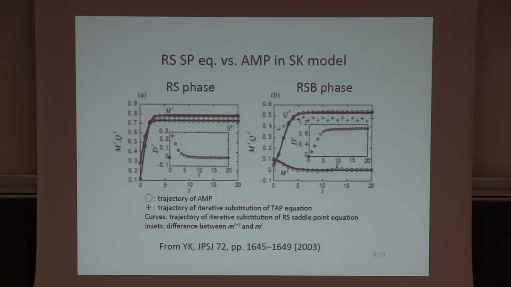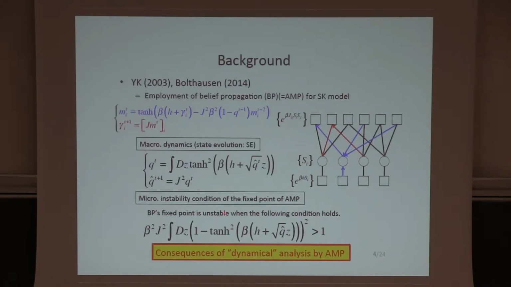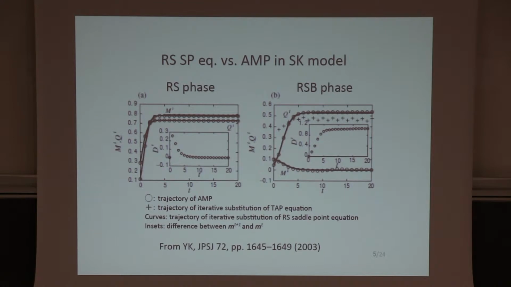So this is a comparison of the two analyses. This is the case of the RS phase, and this is the RSB phase. Under this condition, the markers show the experimental results of the BP equation update, and the curves represent the consequence of the state evolution, right? So you can see these two accord excellently. And also on the RSB phase, these two are in very good accordance.